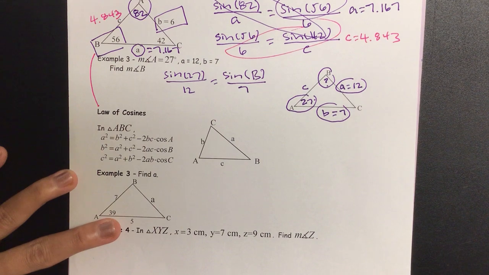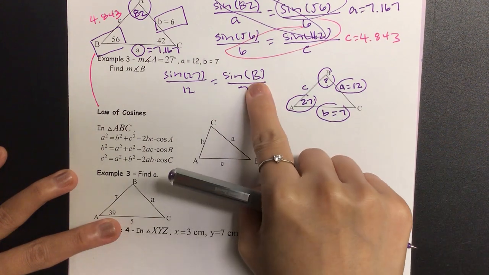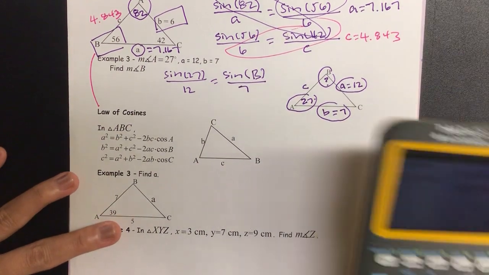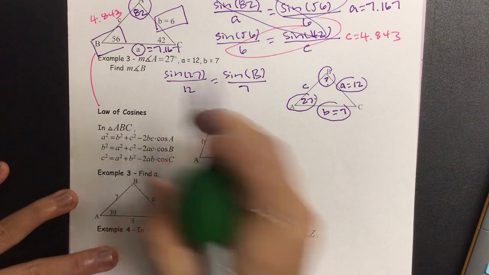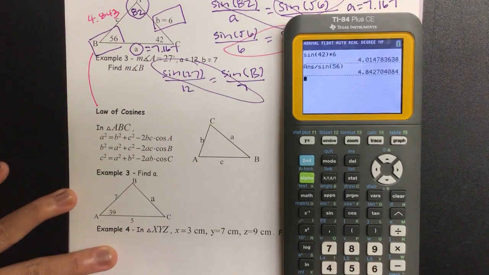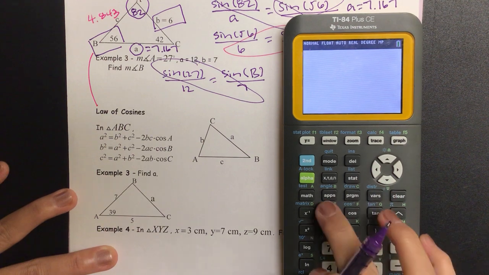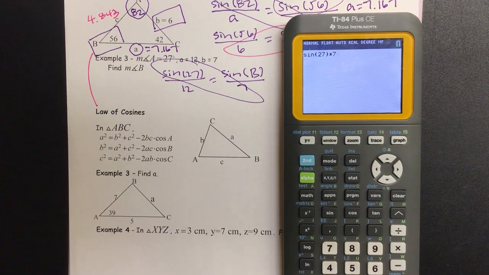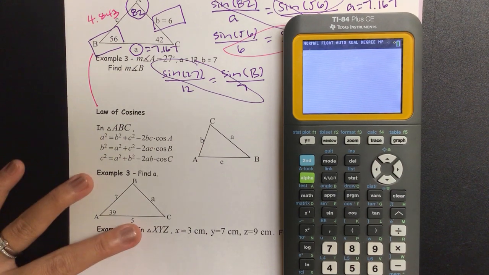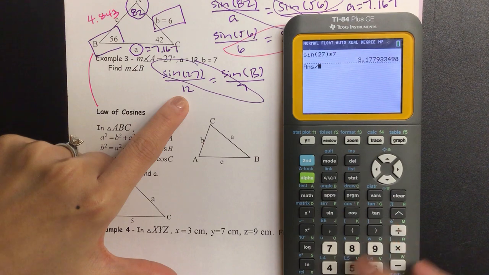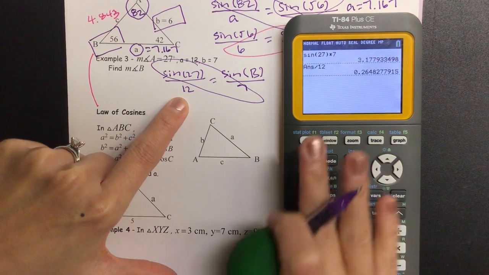Now, I know we have to cross multiply, right? The only downfall here is that we need to make the sine go away and get the B out. So let's actually do this traditionally. Actually, let's multiply these two first. So we have sine of 27. I hope you're typing with me. Times the 7. And I know we have to divide it by this number, right? So divided by 12. Pretty messy.